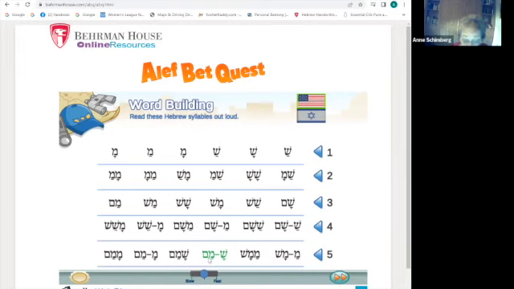The final mem will always be at the end, and it'll always have that sound like an M would, but it doesn't have the vowel. Like you said, the final chaf doesn't have a vowel on it. A final chaf might sometimes, but the final mem would not have a vowel. You'll just blend it in with what's before it.